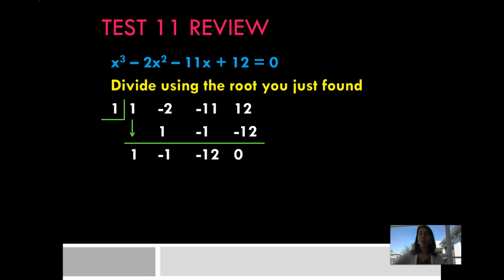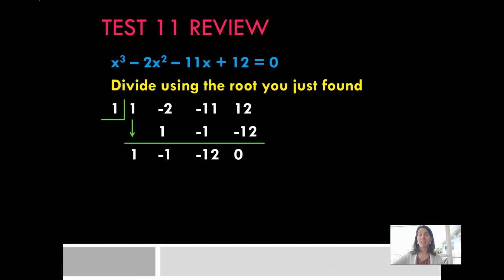So 1 times 1 was 1, negative 2 plus 1 was negative 1. Negative 1 times the box, negative 1 times 1 is negative 1. I wrote that under the next piece. Negative 11 and a negative 1 was negative 12. Negative 12 times the box is negative 12. I wrote that under the next term, and 12 and a negative 12 is a 0.